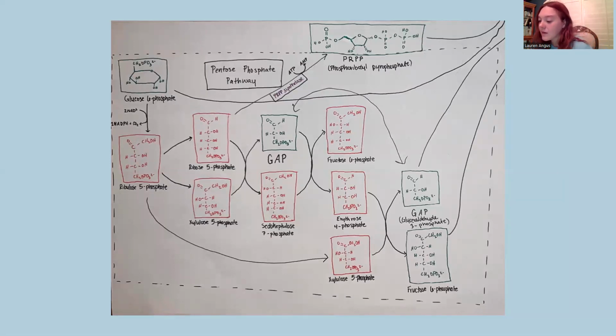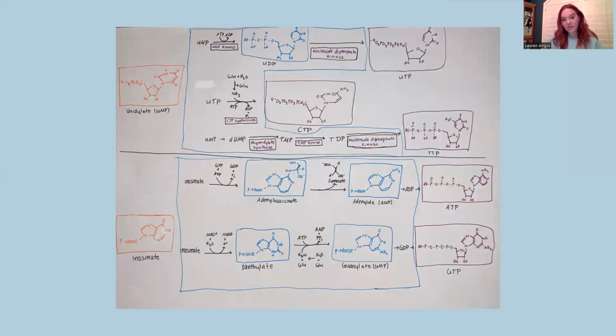Cool. Going on, PRPP, right here, the phosphoribosyl pyrophosphate. This can go all the way over to this process here, gets integrated in, and then it'll ultimately yield inosine monophosphate, or IMP. IMP can then turn into ATP or GTP through these pathways here. There's a lot going on.